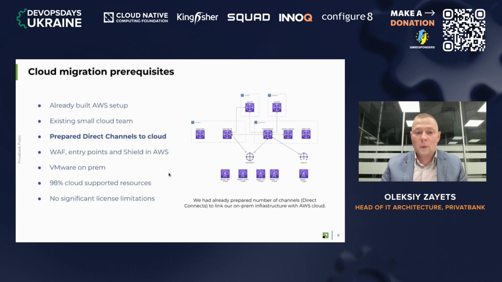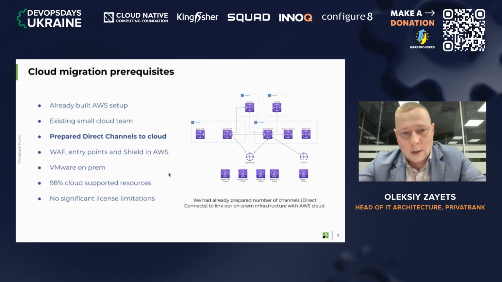Also, we had prepared direct channels to link our on-prem infrastructure with cloud infrastructure, and this time we could not create new channels due to the unavailability of providers in Ukraine after the start of the war. That's why it was really helpful. We also shared our infrastructure with some government organizations.